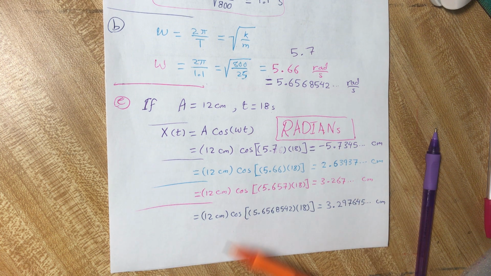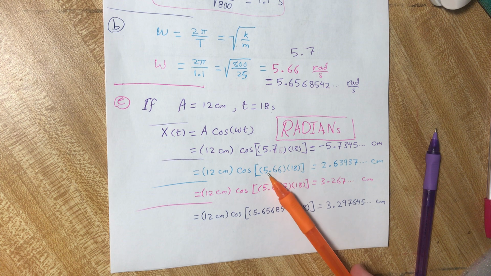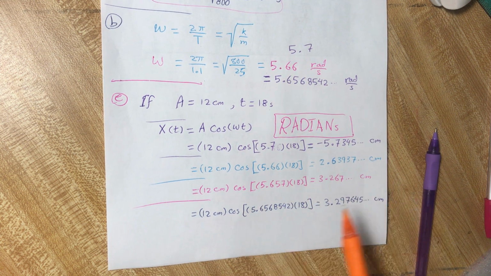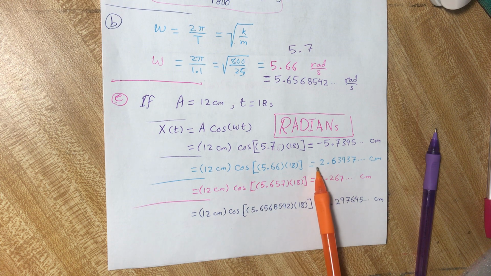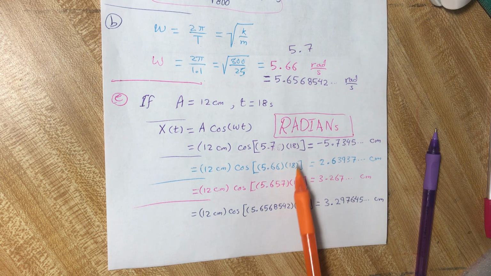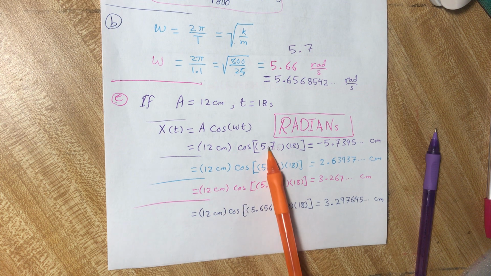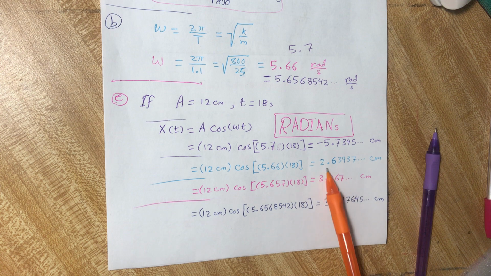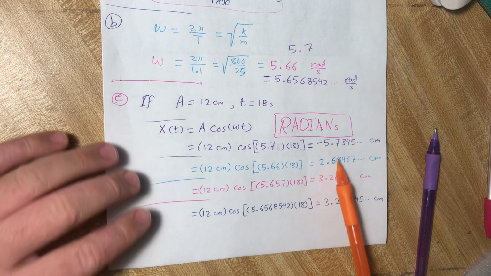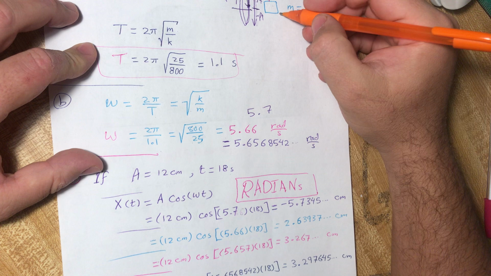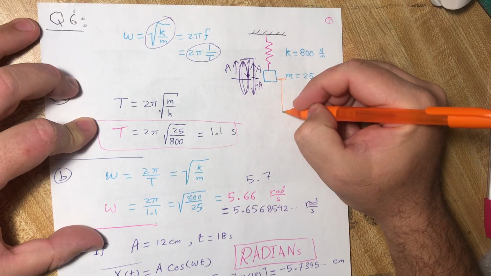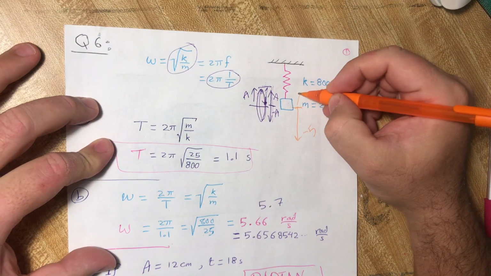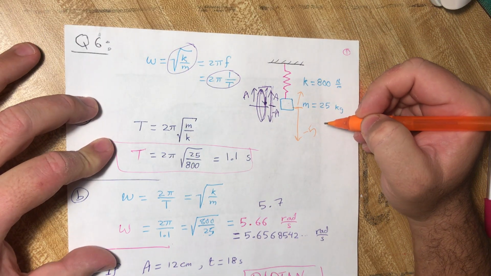But what if I take it more accurate, which is 5.66? I approximate to the second decimal point. I will have another value. The time is the same and the amplitude is the same, but I change the approximation degree. I have another distance, negative 2.6.